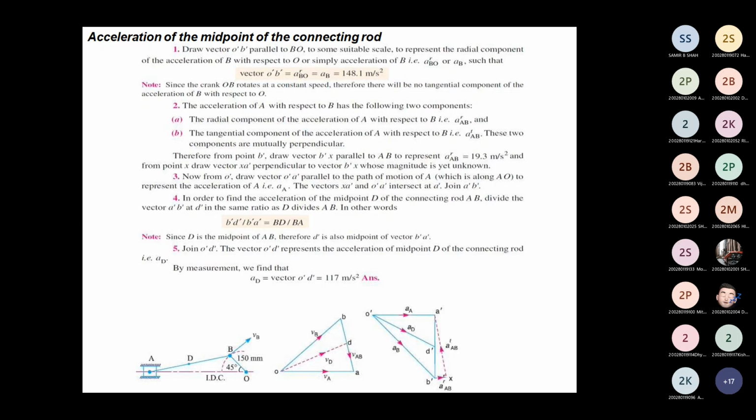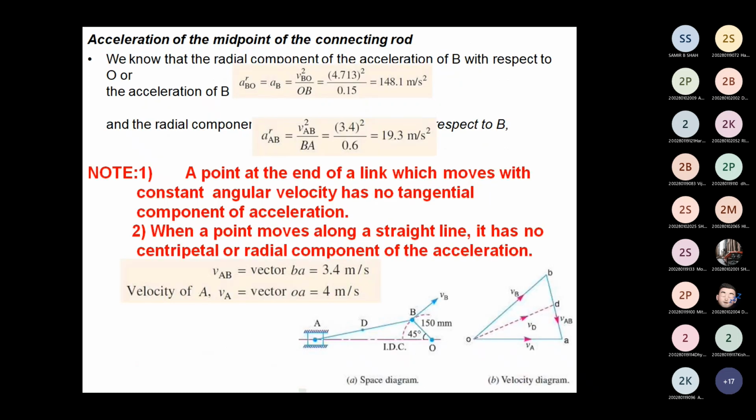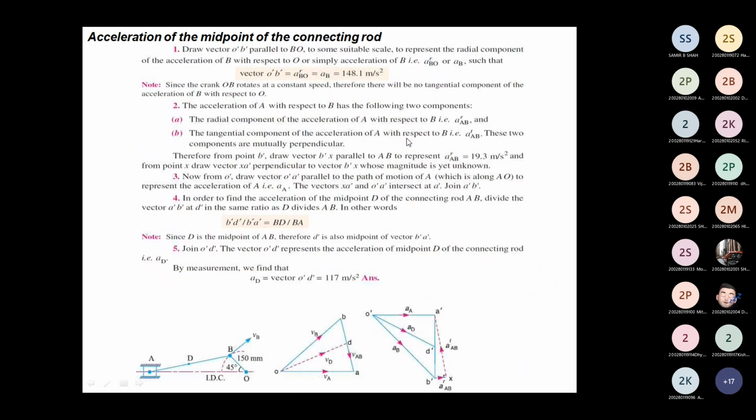As I discussed, B dash X means the radial part of AB, and that is given to us as 19.3. If you take 1 centimeter equal to 20 meter per second square, then based on that, it may be near to 1 centimeter. So B dash X may be near to 1 centimeter.